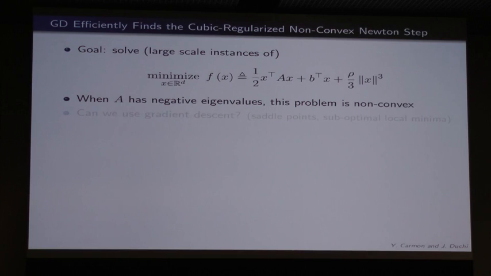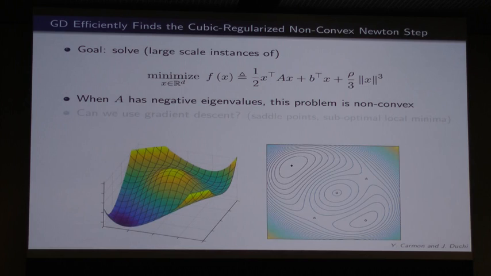Hello. So, in this work, we study the optimization of quadratic functions with an additional cubic regularization term. When the matrix A has a negative eigenvalue, this problem is not convex. Here we're showing an example in two dimensions, and you can see that this particular function has no less than five critical points. One of them is a maximum, two of them are saddle points, and two of them are local minima. And one of the local minima is actually far from the optimal value.